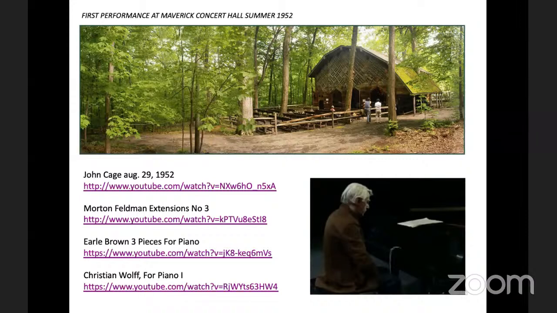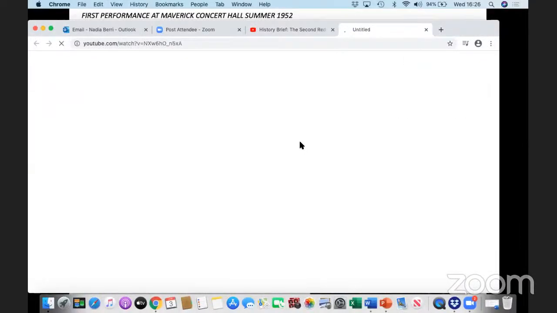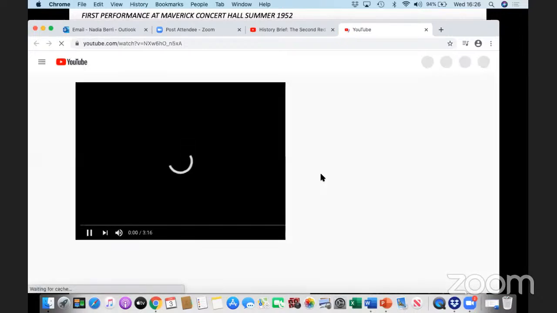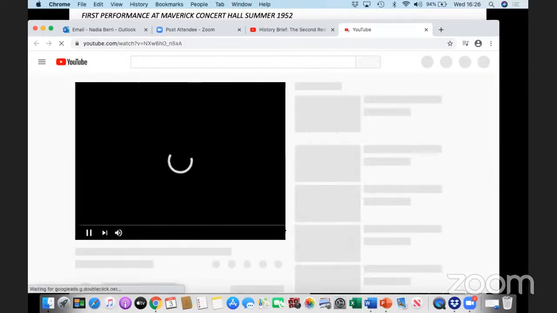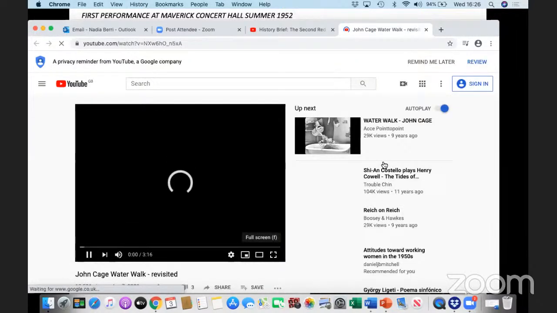John Cage's piece was the second last piece. I've just got a few examples of what was performed. The evening started with John Cage's Water Music. So you'll see when we look at these different kinds of performances or music styles that this is not for a very traditional ear. This is for an ear that is quite used to experimental or avant-garde ways of doing things. So here we have Water Walk by John Cage.